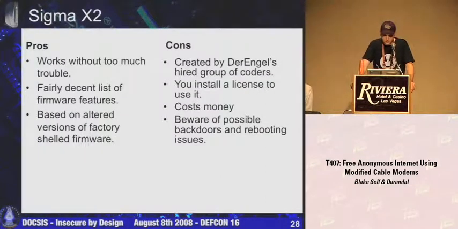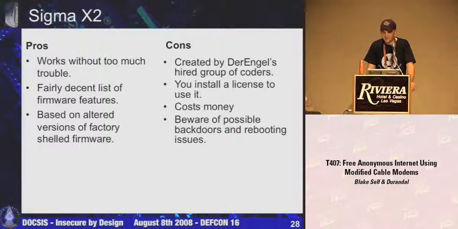Okay, Sigma X2, very easy to use, got a lot of features. It's just based on the SB5100 shelled firmware, DOCSIS 2.0. Durandal didn't actually code it. He has a team of coders who did this for him. And he charges $20 for a license to use Sigma firmware. And supposedly there's some backdoors in there that he created to basically sell to the ISPs if they wanted to shut down all the hack modems. He was going to sell out his own firmware. So far, this hasn't been confirmed.